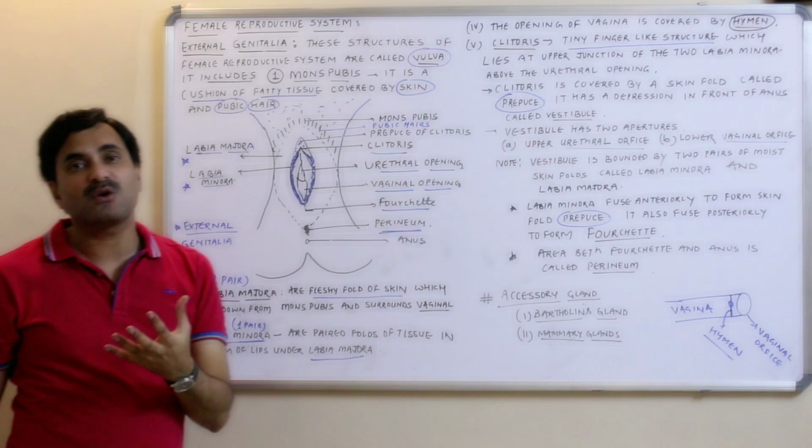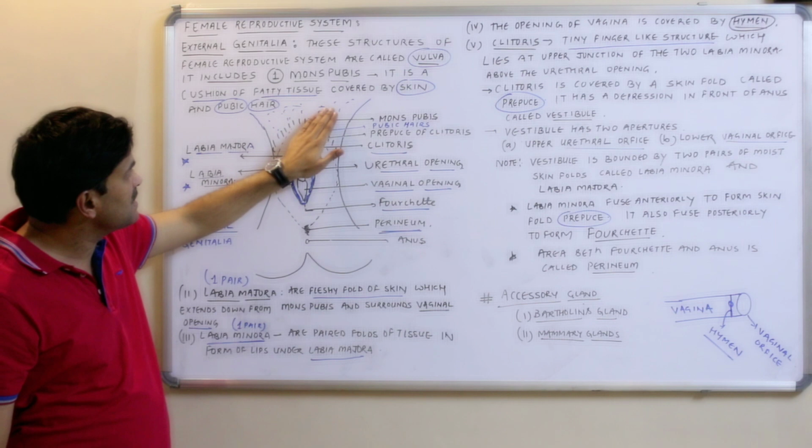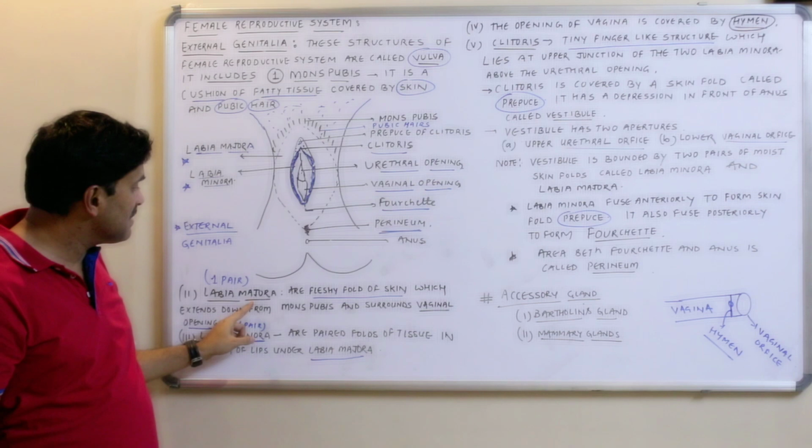Because it consists of a lot of fat, it is called a cushion of fatty tissue, and it is covered by the skin and the pubic hairs. So this region is called the mons pubis, and the hairs present on it are called the pubic hairs.